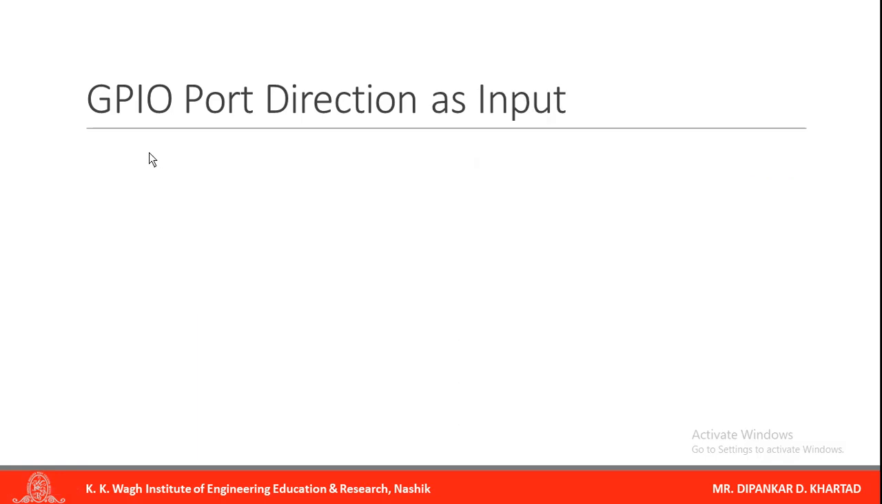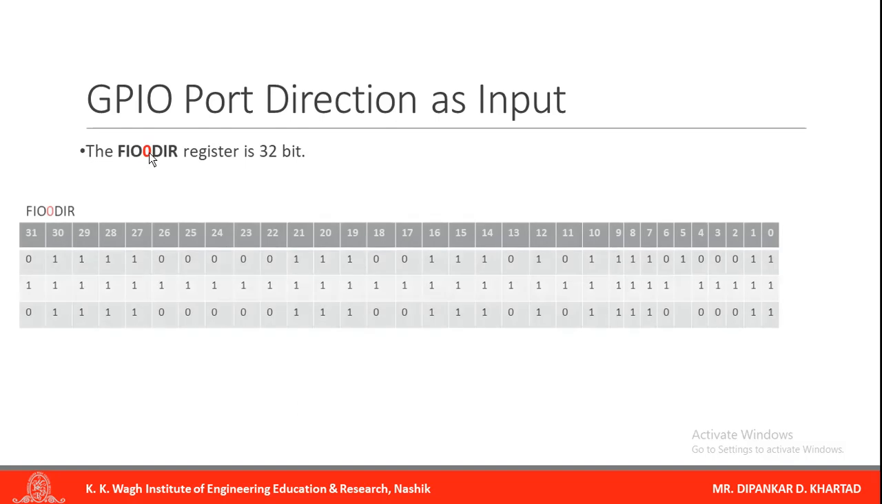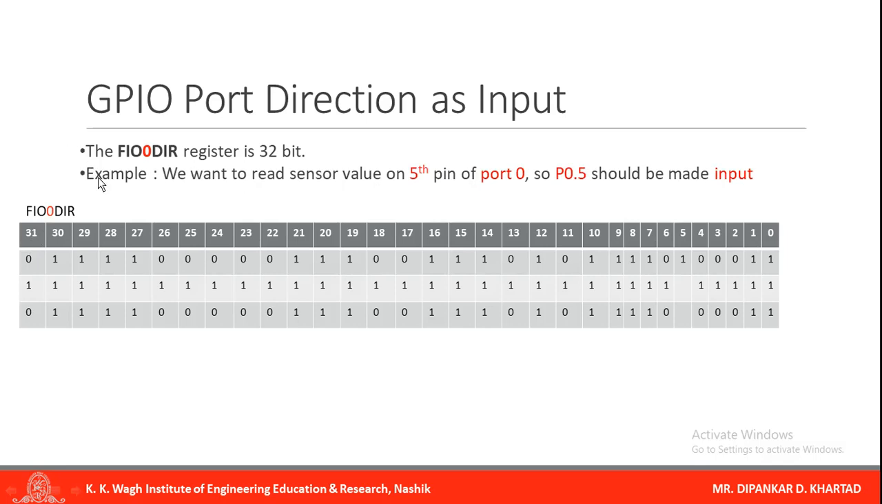Now let's have a look at setting the GPIO port direction as input. The FIO0DIR register is 32 bit, starting from 0 to 31. Let's have a look at the example. We want to read a sensor value on the 5th pin. So you have to make that 5th pin an input. So P0.5 should be made input.